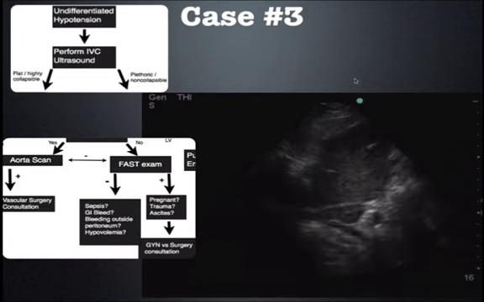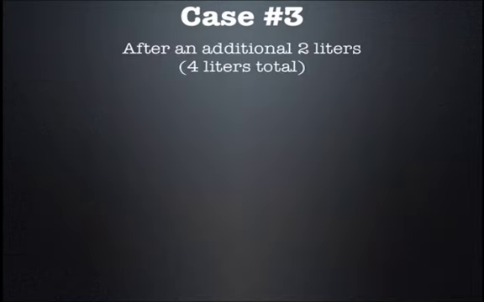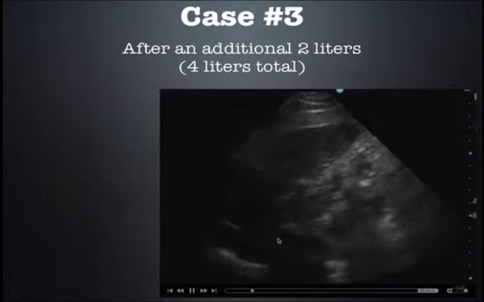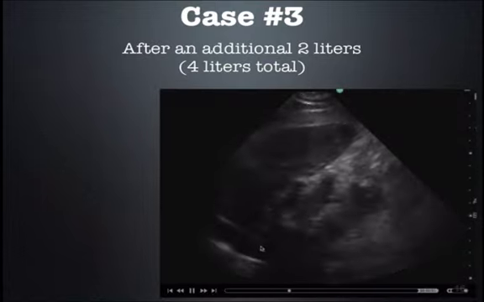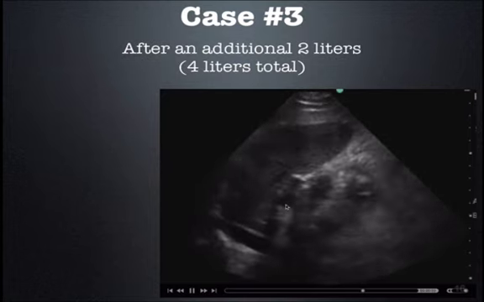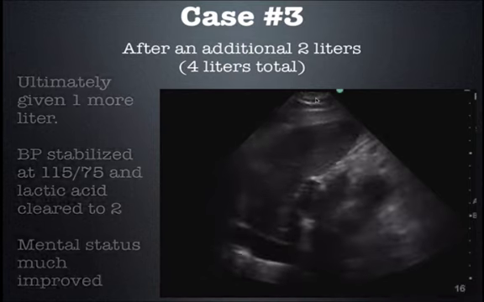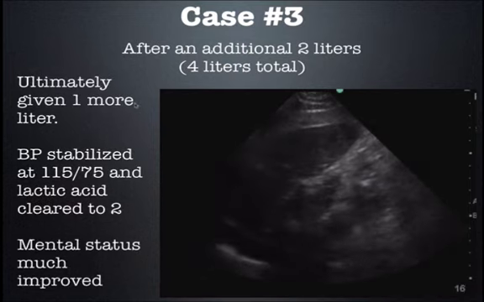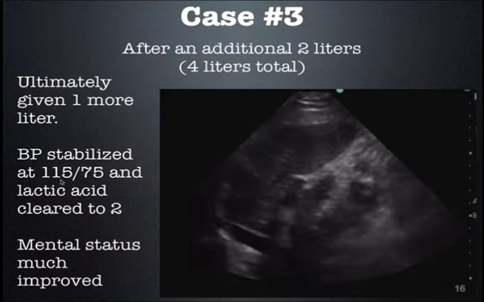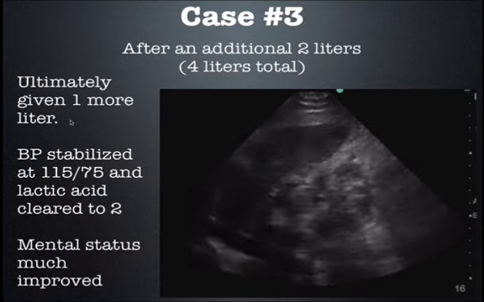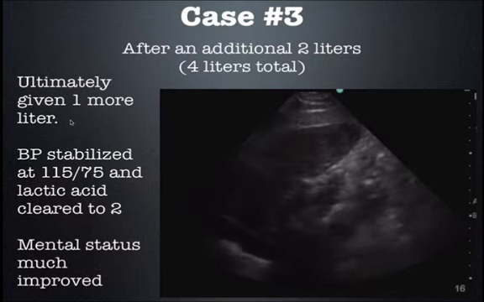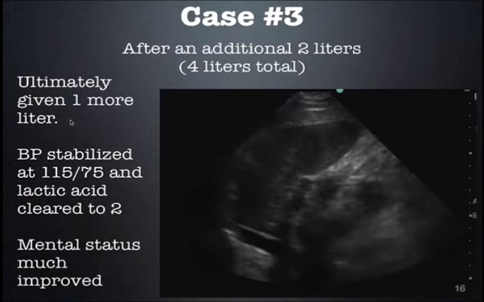We decided to continue intravenous hydration, so the patient got 4 liters total. Here's a repeat scan of the IVC. You can see now it's collapsing roughly 40%, 50%, somewhere in that neighborhood. Ultimately, we gave 1 more liter. The blood pressure stabilized at 115/75, and the lactic acid cleared to 2. So overall, the patient got 5 liters of fluid. The mental status was much improved after our therapies.